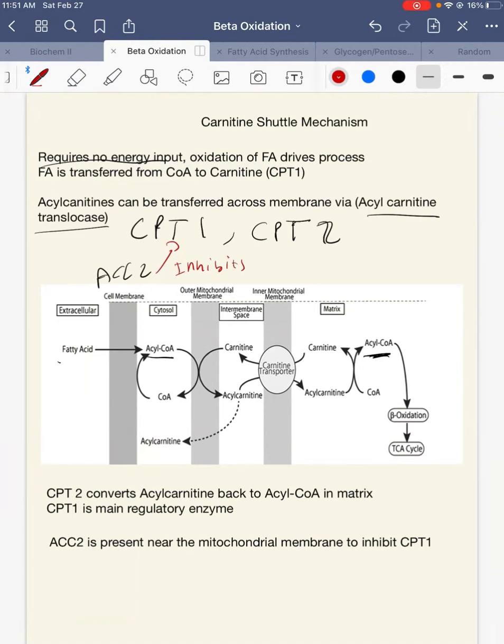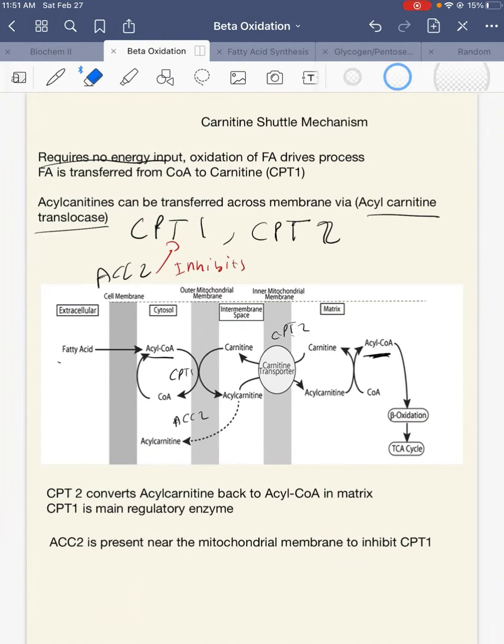So CPT1 is over here. Let me get the black. CPT1 is over here, and it's the main regulatory one. And then CPT2 is over here. Okay, and then ACC2 is right here. It's on the outer mitochondrial membrane. Okay, so let's just zoom in and go over everything in this shuttle.